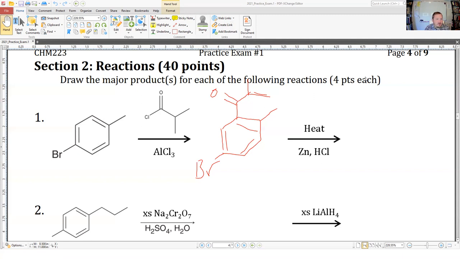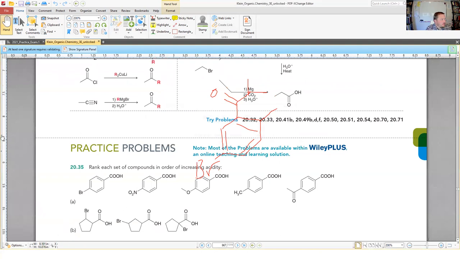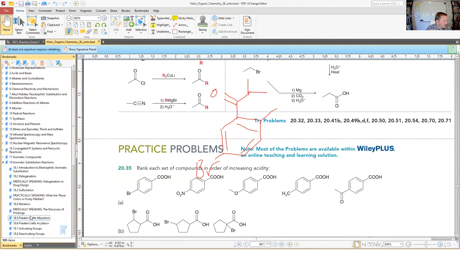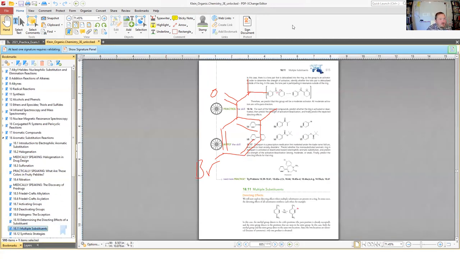Actually, while you guys are thinking of other questions, what am I doing? There we go. So we just wind up starting with that, which would be our first molecule. Yeah, I believe it was in the textbook. It would be back in chapter 18. Multiple substituents. Oh, here.